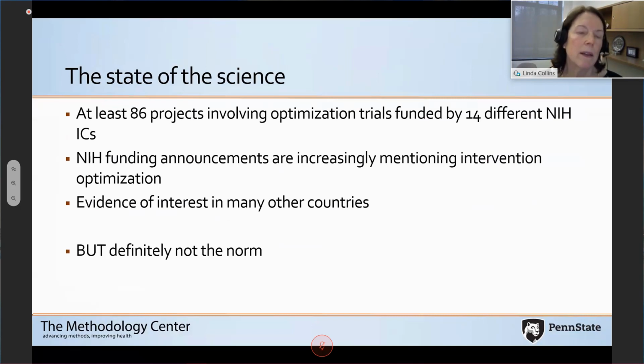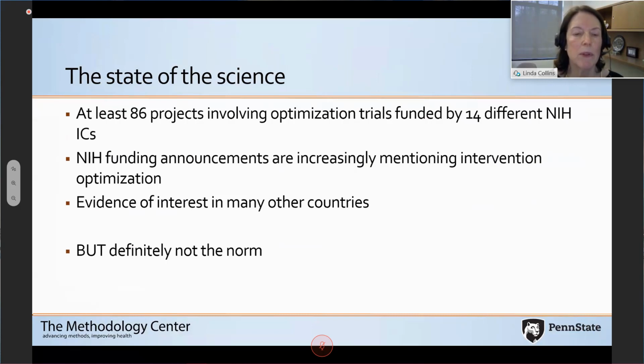Earlier this year, I got on the NIH Reporter because I was curious about how many projects NIH has funded to conduct optimization trials in one way or another. And it looks like there are about 86 projects involving optimization trials, and these have been funded by 14 different NIH ICs. And it's quite a wide variety of projects. And I've noticed that NIH funding announcements are increasingly mentioning intervention optimization. I think there's probably 10 right now that specifically mention that.